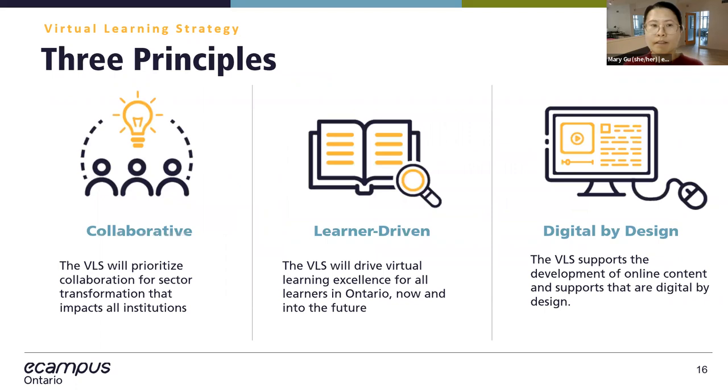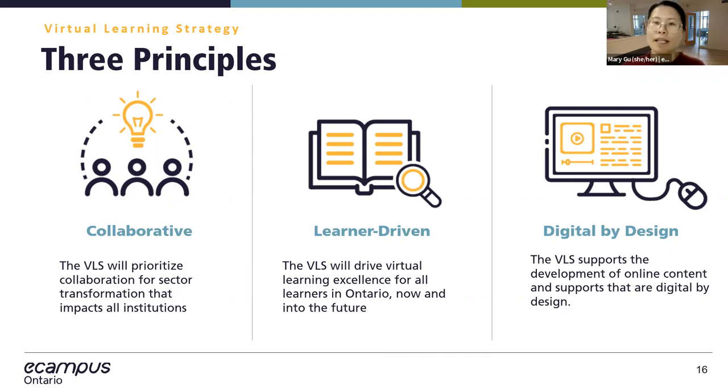So as a reminder, the VLS is built on three principles: to be collaborative, learner-driven, and digital by design. Ultimately, the VLS is meant to facilitate broad access to content, either across Ontario or regionally within Ontario's post-secondary system, or globally. And these principles should guide your selection of a license.